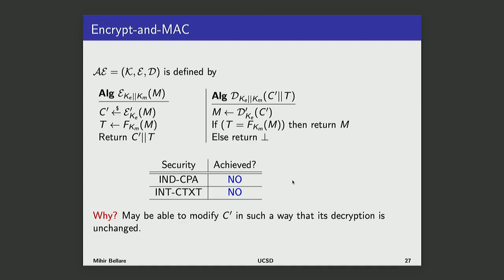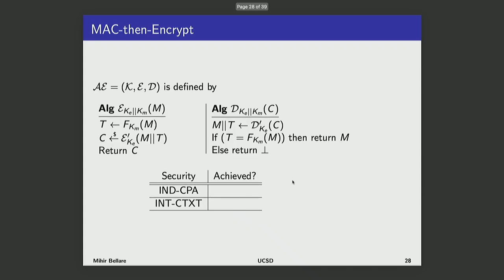Okay, so this was quite bad. We failed on both. So what can we try next? Well, we saw that we created a lack of privacy by the way we did authenticity. So what we'll do now is reverse things by saying, let's first authenticate and then encrypt.